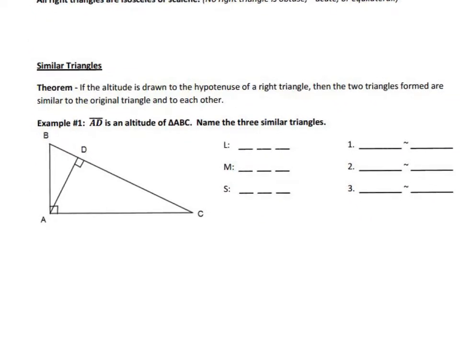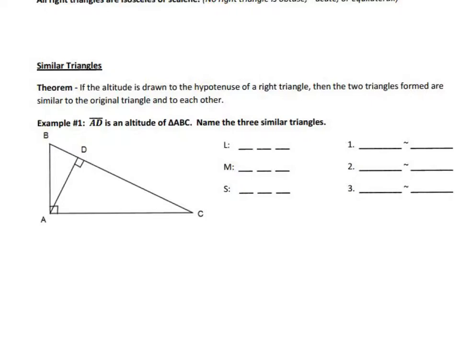So let's first talk about a theorem that we have that says that if the altitude is drawn to the hypotenuse of a right triangle, then the two triangles formed are similar to the original triangle and to each other. So we're going to take a look at this example where AD is the altitude of triangle ABC. We want to name the three similar triangles.